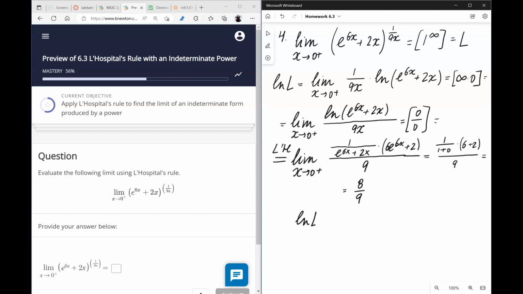But this is ln of L. If ln of L is 8 ninths, then L is e to the power 8 ninths.